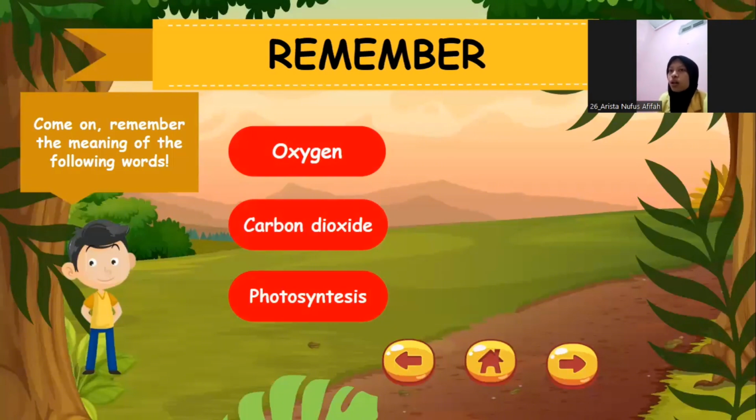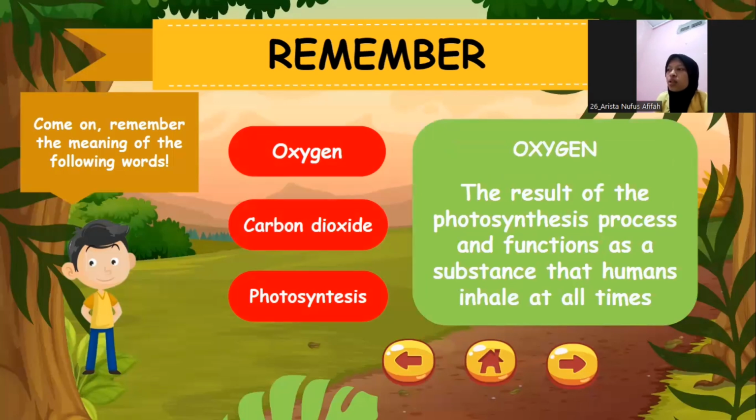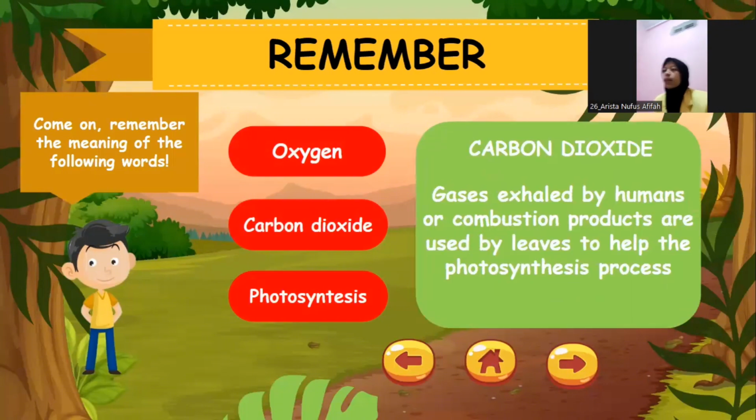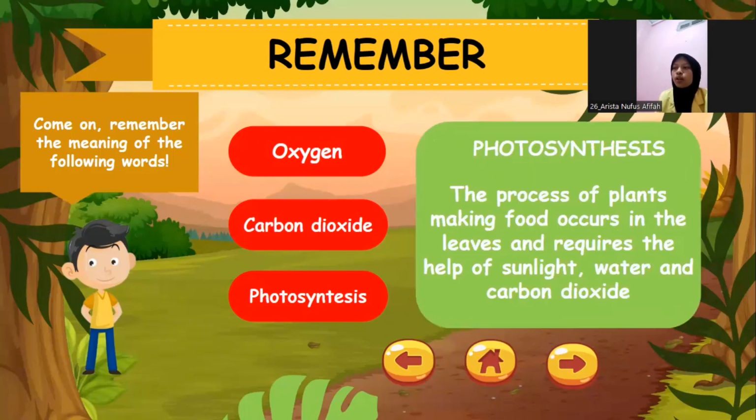Now, come on, remember the meaning of the following notes. Oxygen is the result of the photosynthesis process and functions as a substance that humans inhale. Next, carbon dioxide gas exhaled by humans or combustion products is used by leaves to help the photosynthesis process. And photosynthesis is the process of plants making food that occurs in the leaves and requires the help of sunlight, water, and carbon dioxide.